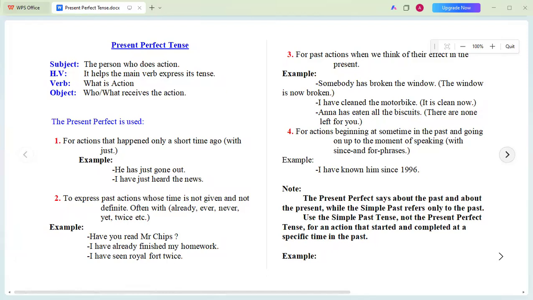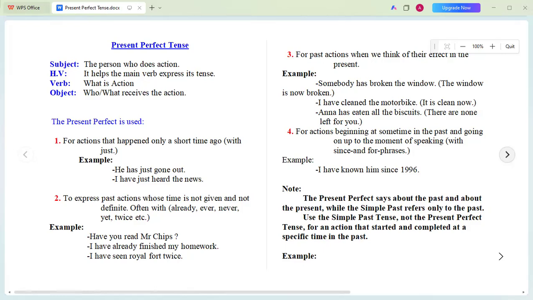So today we are going to study present perfect tense. Before this, we have studied simple present and present progressive or present continuous. If you have not watched those videos, I would suggest first watch those and next come here. Okay. Before going further to present perfect tense, I would like to tell you about subject, helping verb, and object, as I already have told, but I want to revise.